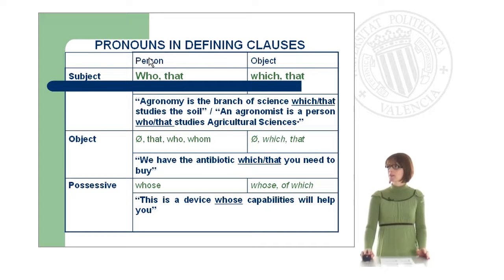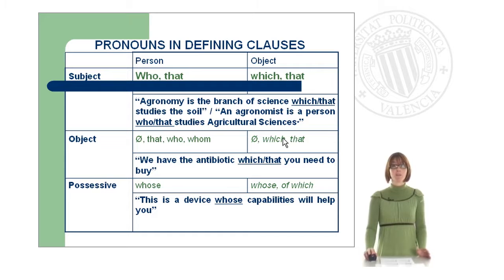if you want to refer to a person, and you use which or that if you want to refer to an object. When the relative pronoun is working as an object, you normally omit the relative pronoun or use that, who, or whom. And if the relative pronoun refers to an object, you can omit it or use which or that. And then, to finish, if the relative pronoun is a possessive, you never omit the relative pronoun and you always use whose if you refer to a person and whose of which if you refer to an object.